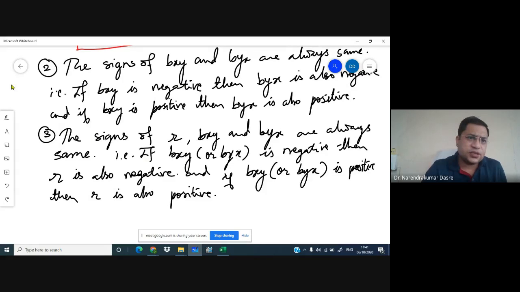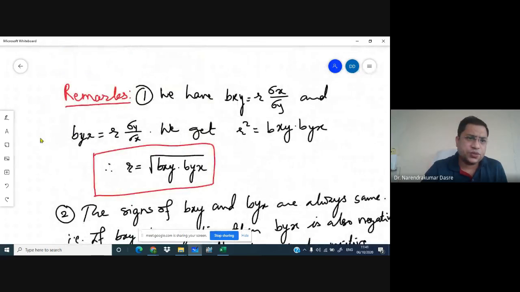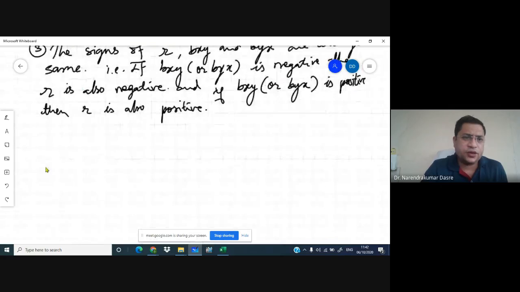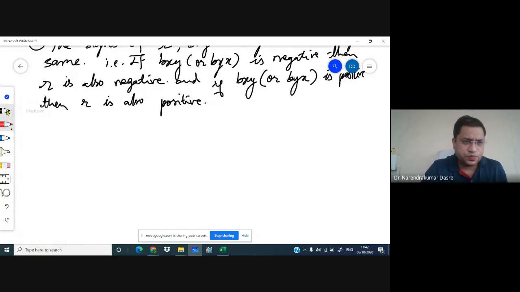Using these relations, we are able to calculate r, we are able to calculate bxy and byx, or we are able to calculate any of these standard deviations if one is known. Now we have to see this kind of problem here. We'll see.